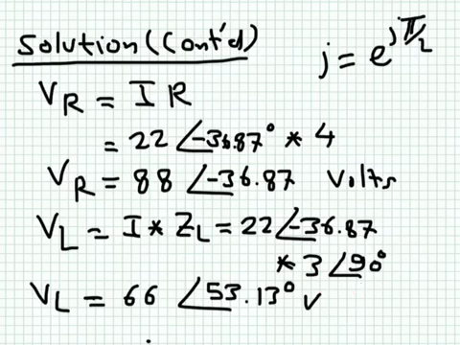So now when you multiply two complex numbers, the magnitudes multiply, so 3 multiplies 22, you get 66. And the angles add, so 90 added to minus 36.87, you get 53.13. So this is the voltage across the inductor as a phasor. If you want to convert it to the time domain, you have to multiply by e to the jωt, where omega is 2π multiplied by 60, and then you take the real part, and then you can determine how this will look in the time domain as a cosine signal.